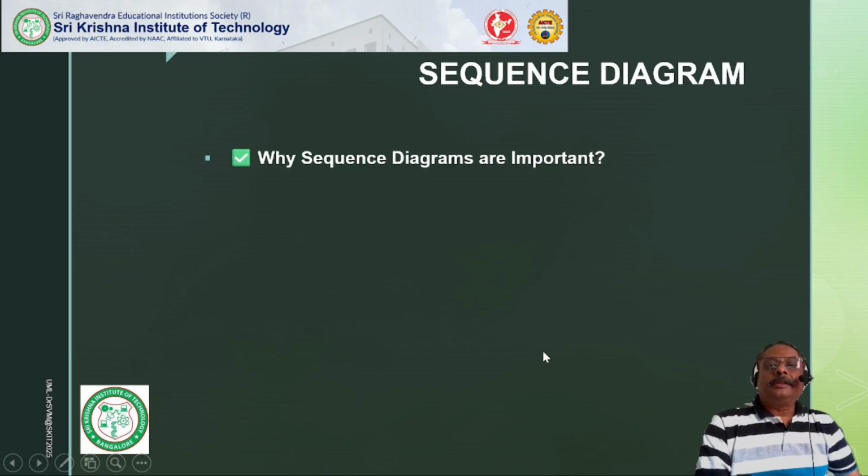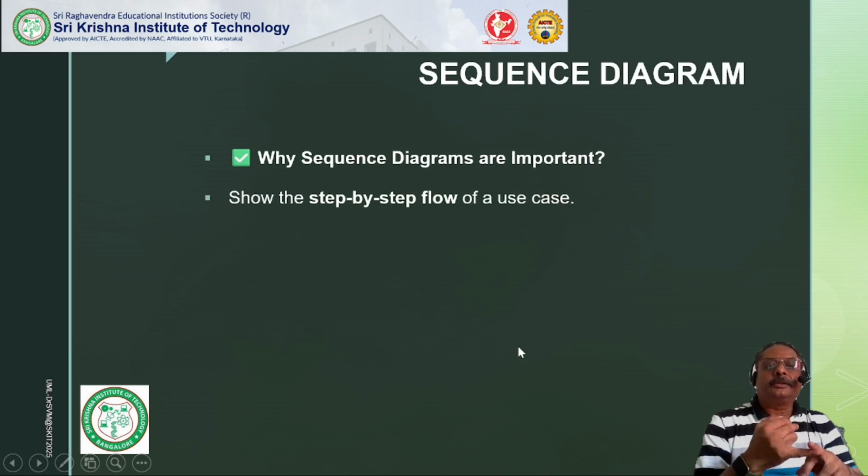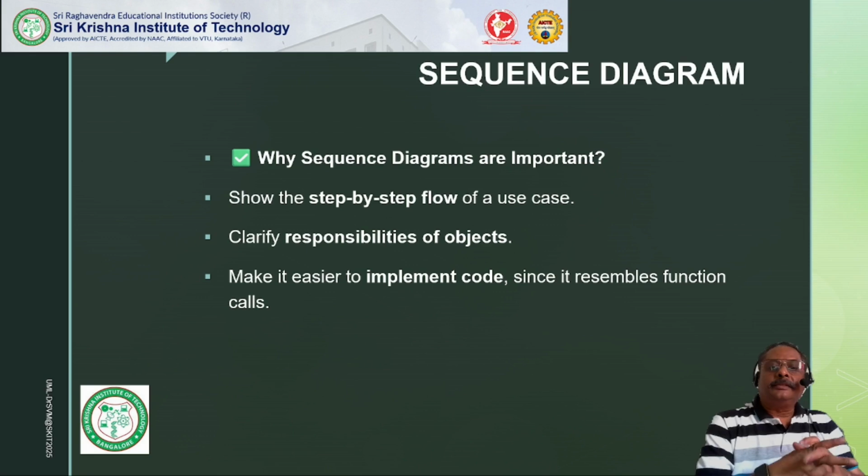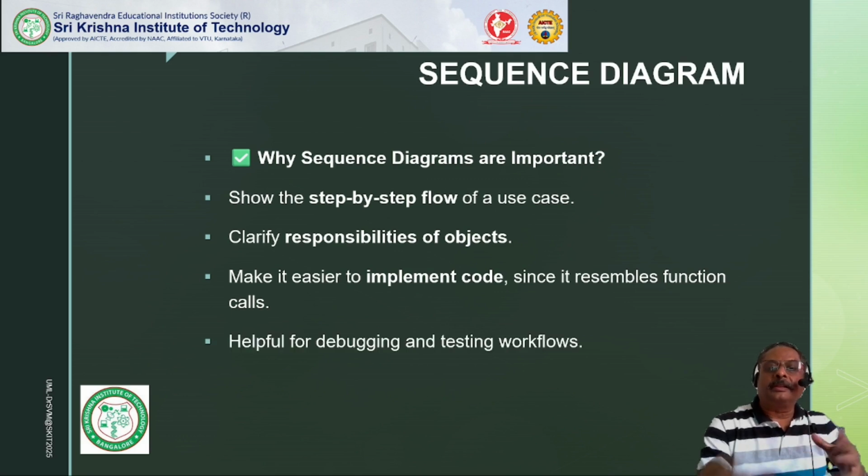So why do I think that sequence diagrams are important? Because they show the step-by-step flow of a use case. For completing one use case, what all actions are taken, these activities are shown step by step. Then the responsibilities of the objects are shown here, so it clarifies the responsibilities of the objects and makes it easier to implement the code since it resembles the function call. So each message is a function call, a call initiated by someone and going to someone else. So it becomes easier to implement the code and is helpful for debugging and testing the workflows.